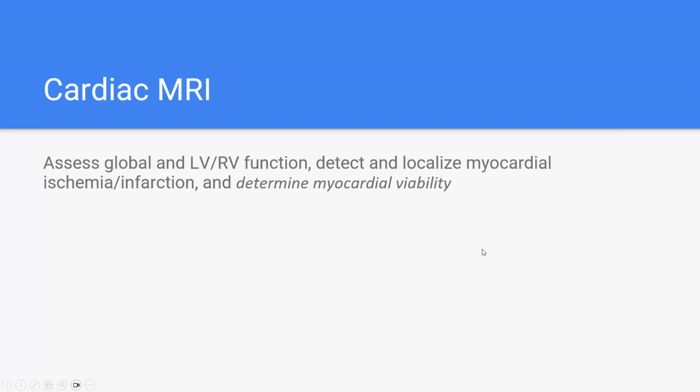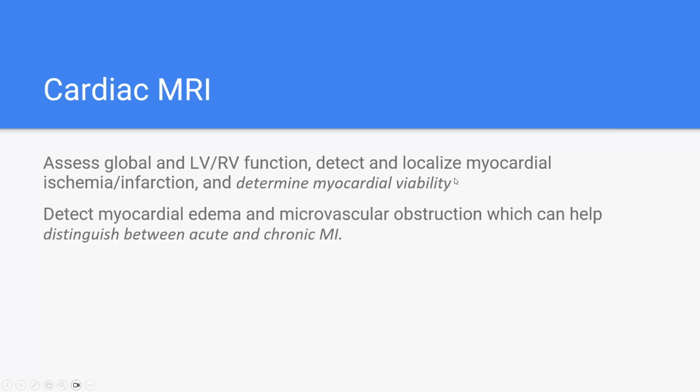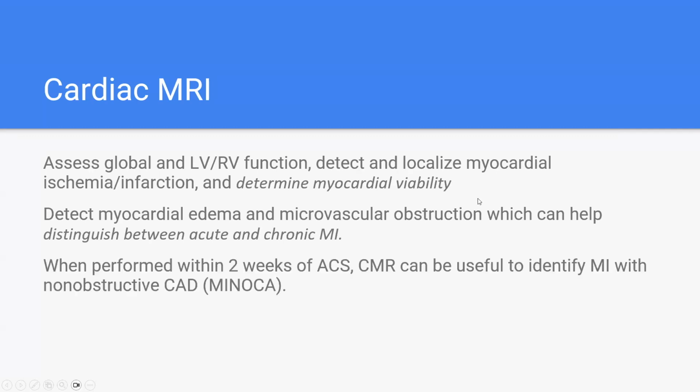Let's see, cardiac MRI, we're getting towards the end of all these. Assess global function, detect ischemia, and all these things that the rest of them do. It also helps determine myocardial viability. It can also detect myocardial edema and microvascular obstruction, which can help distinguish between acute and chronic MI. And then I like this one. Sometimes if someone comes in with ACS, they cath them and don't find anything, we can actually get evidence of MINOCA, which is MI with non-obstructive CAD, but we can see evidence of that on CMR.